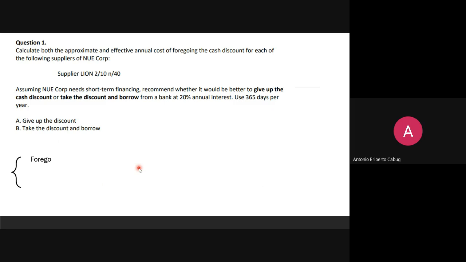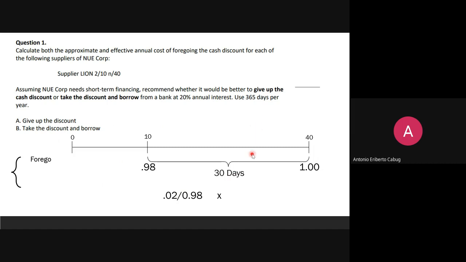If we give up the discount, foregoing the discount, this is what will happen. Rather than paying on day 10, we will pay on day 40. So, madadagdagan yung ating cost ng 0.02 over 0.98. Then, to annualize this, times 365 divided by 30 days. That's day 10 to day 40. Foregoing the discount is like incurring an annual interest rate of 24.83%. That's if we give up, we forego the discount.